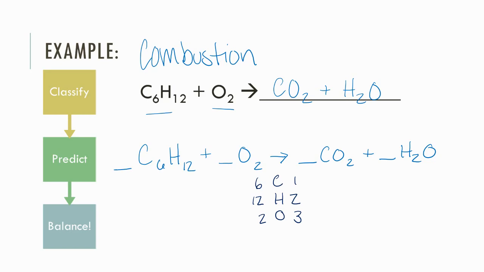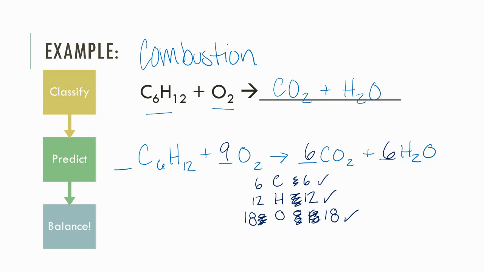So I'll start with my carbons. If I have 6 of these, that'll give me 6 carbons, but then that ups my oxygens to 13. I'm going to put a 6 here to match the 12 hydrogens on the left. So 6 plus 12 is a total of 18. So to match 18, I'm going to go ahead and put a 9 on that line. 9 O2s will give me 18 oxygens so that this reaction is balanced.